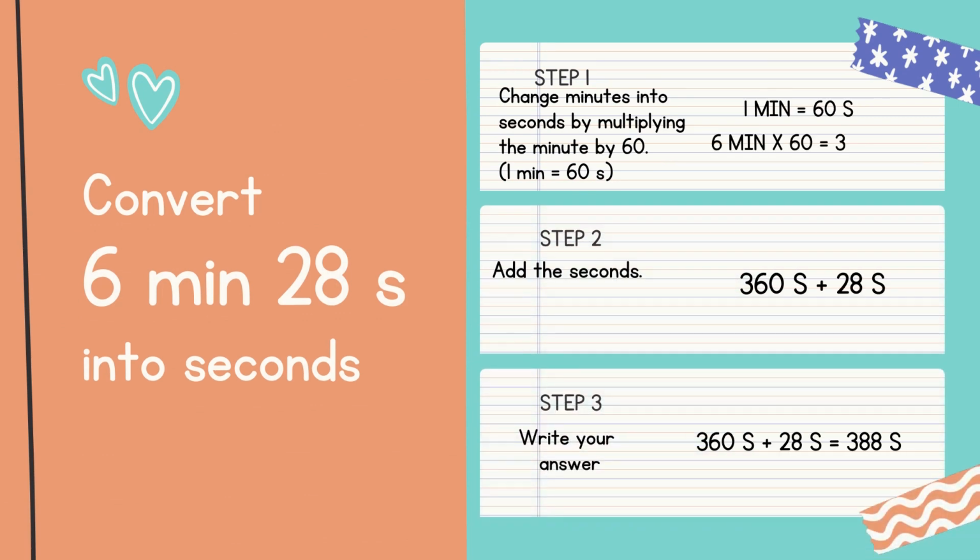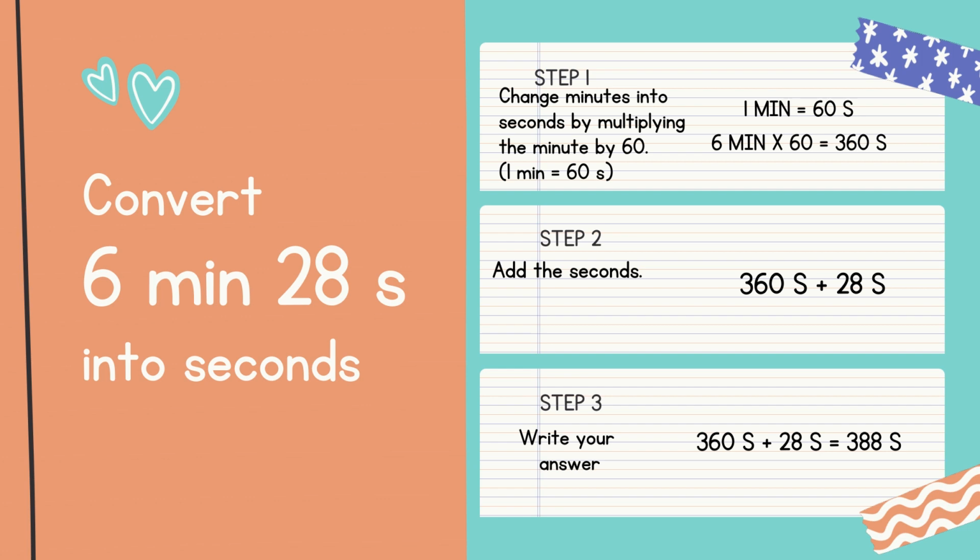Okay, let's do this question and combine the steps together. Convert 6 minutes and 28 seconds into seconds. Okay, the same steps apply. So we go to step number 1 first. We're going to multiply it by 60. So the minute we have is 6 minutes, so 6 minutes multiplied by 60. To make it easy, 6 times 6 is 36. Add a 0, and that will be 360 seconds.